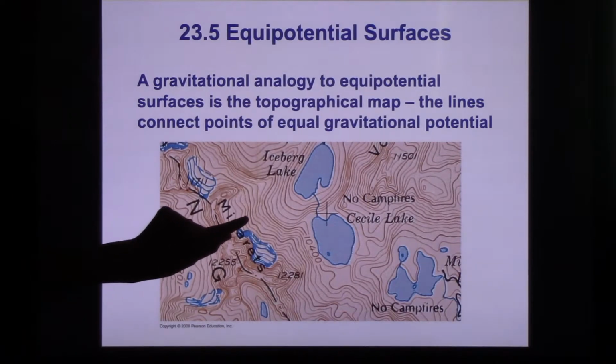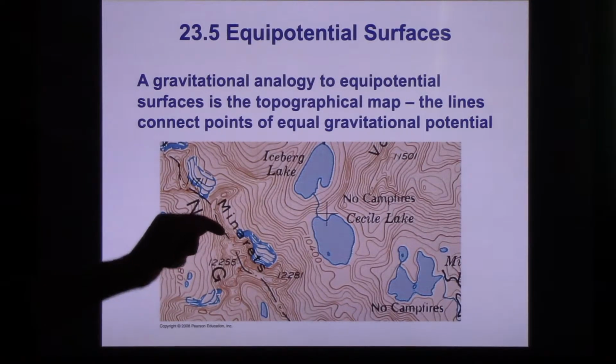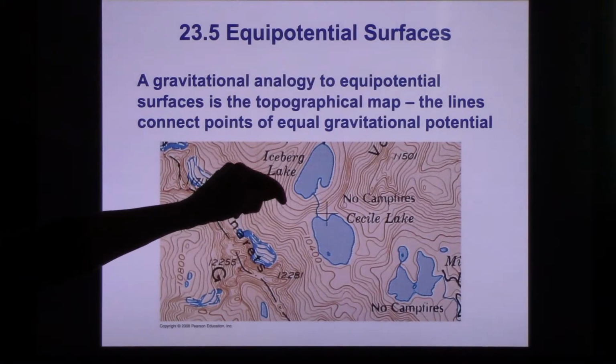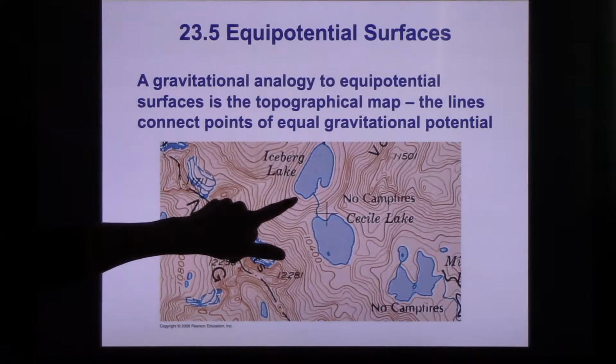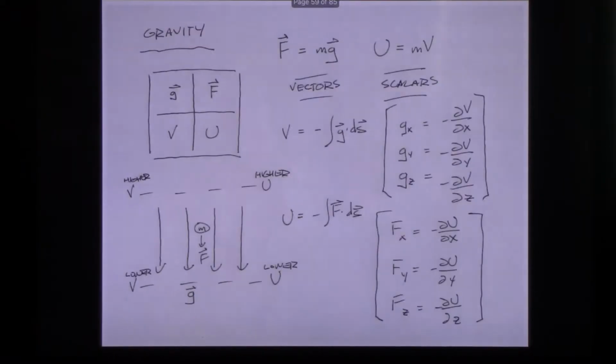So right here, for example, there would be an E-field direction that heads from this high elevation where the minaret peaks are, and the E-field line would direct us back towards Iceberg Lake, which is at a lower elevation. So kind of a similar analogy.